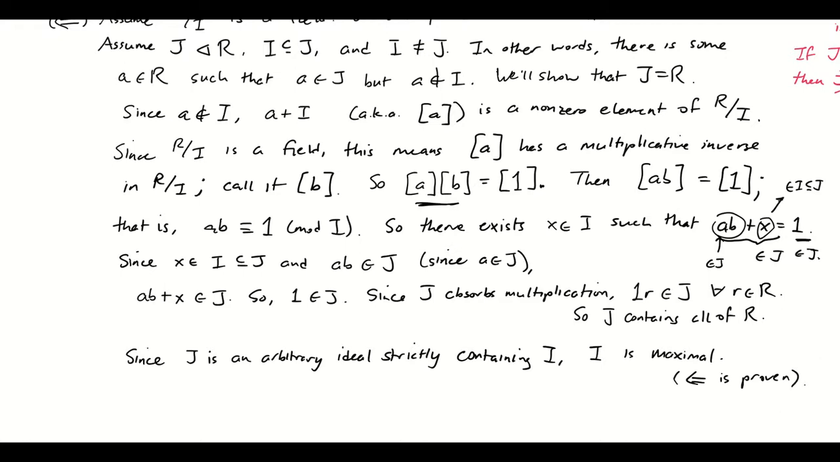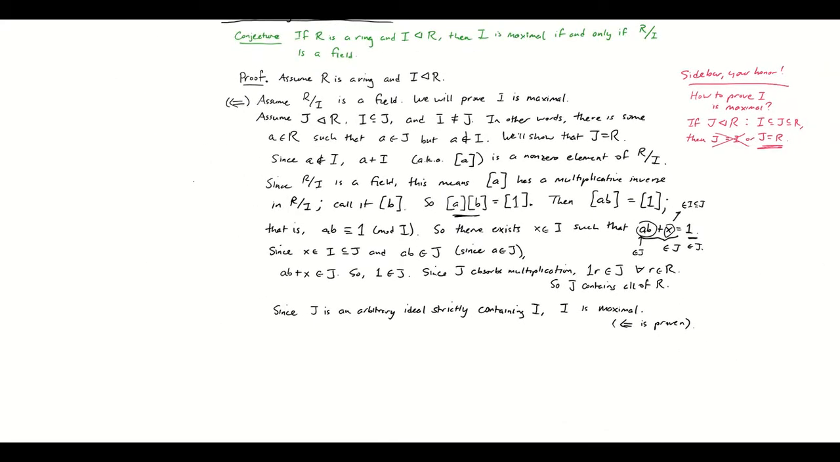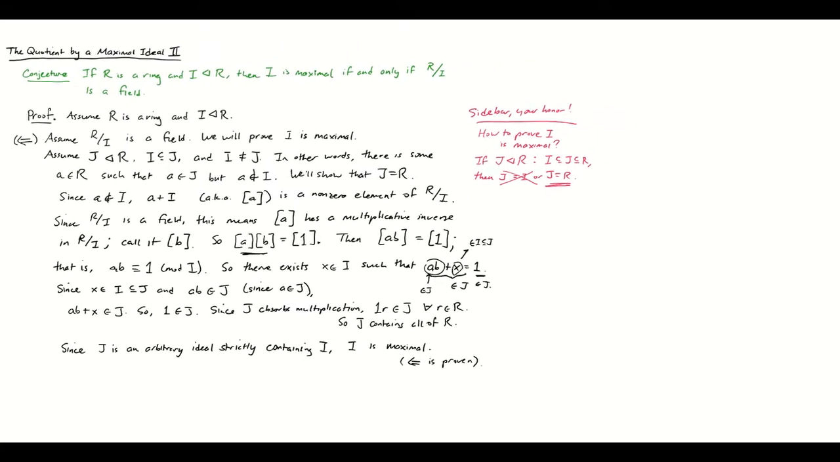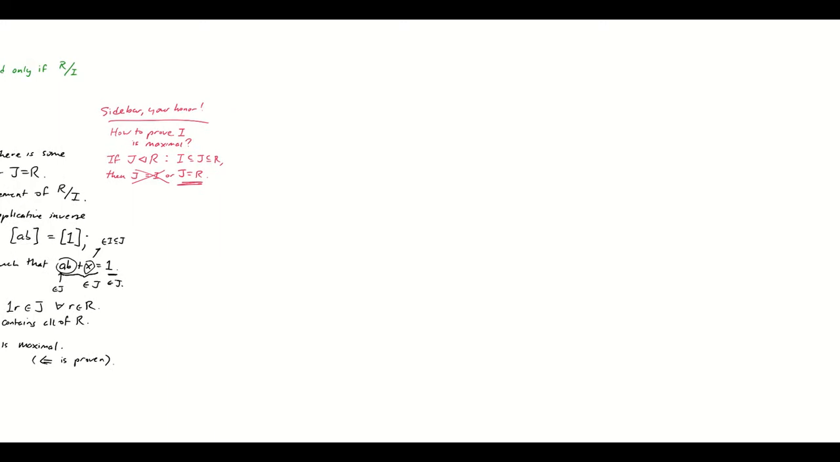All right, so now I'm going to zoom out and we will attack the other half of the proof. Okay, so let's see if we can prove that if I is maximal, then R mod I has to be a field. Okay, let's switch colors. How about a nice blue for this one? Yes, that looks nice. All right, so now we're going to prove this direction. Assume I is maximal. We'll prove that R mod I is a field.